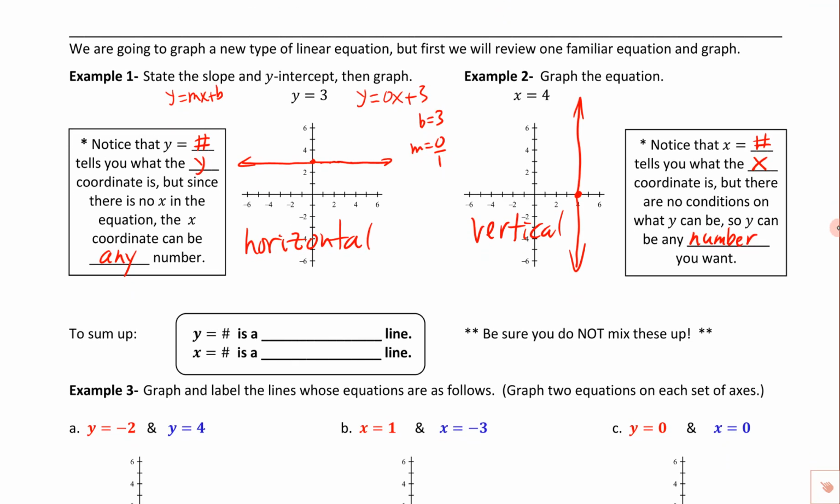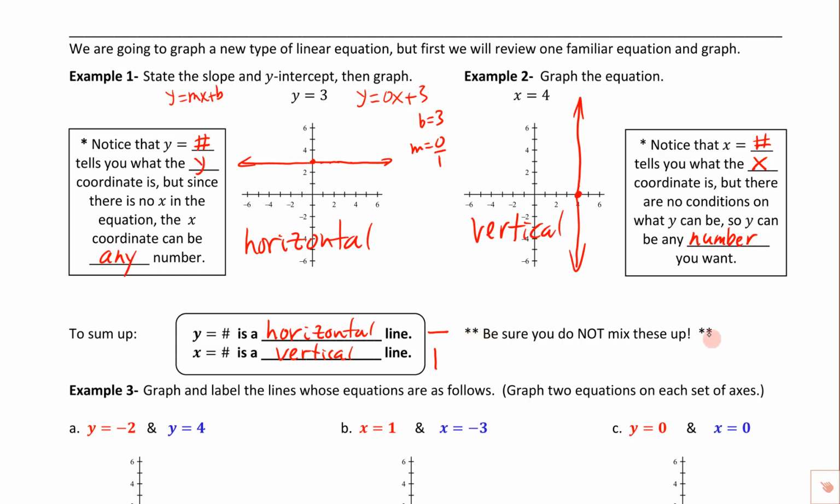It's literally this easy. If you see y equals a number, that is a horizontal line. So y equals a number is a horizontal line. And if you see x equals a number, then that is a vertical line. Okay, so horizontal goes like this, vertical goes like this.